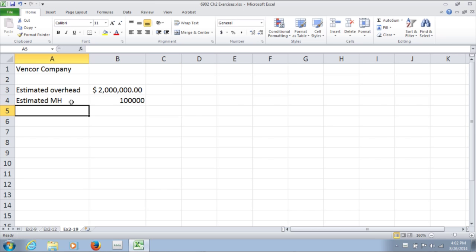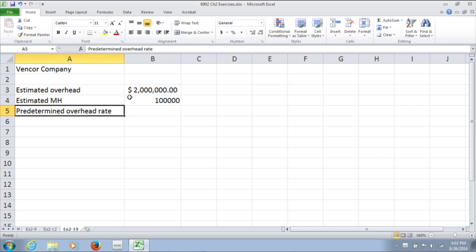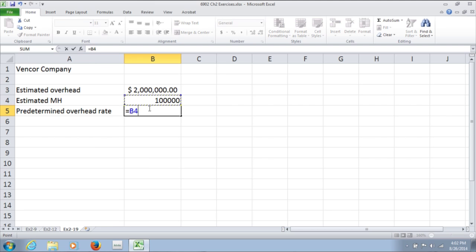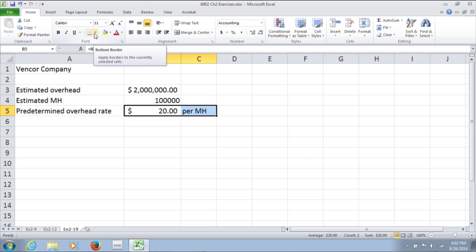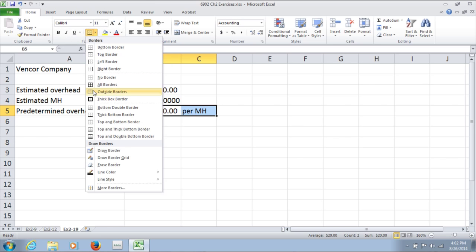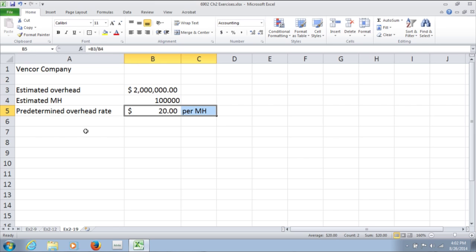So then the predetermined overhead rate would be the quotient of the two. So we would take $2 million divided by 100,000 estimated machine hours, or $20 per machine hour. Now, since Vencor believes that this is a bit expensive, they're looking for ways to cut costs.